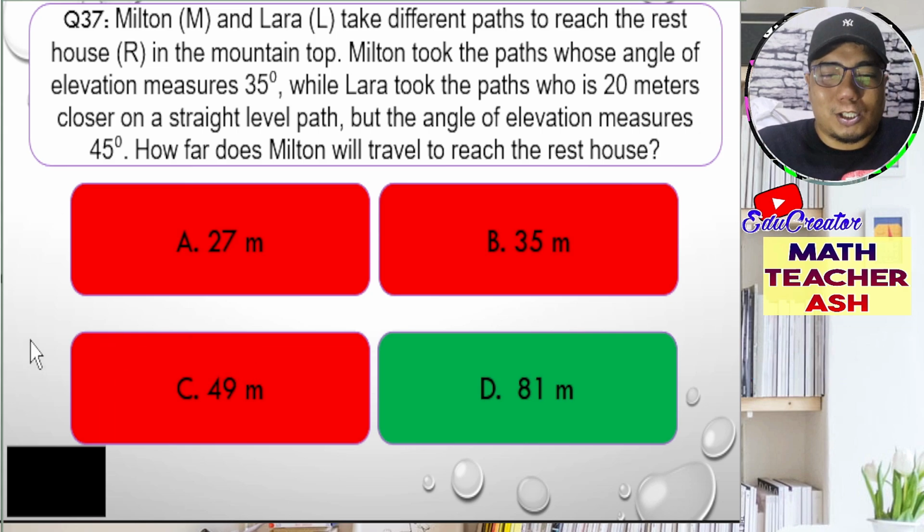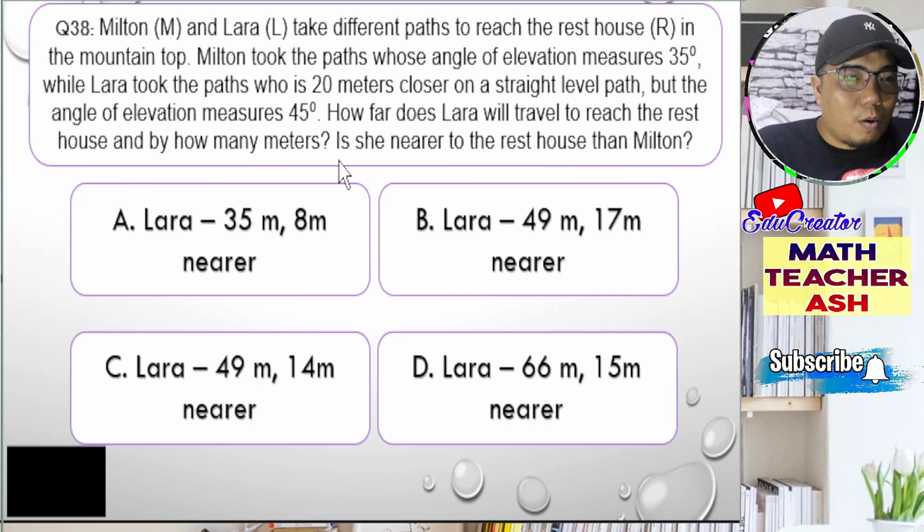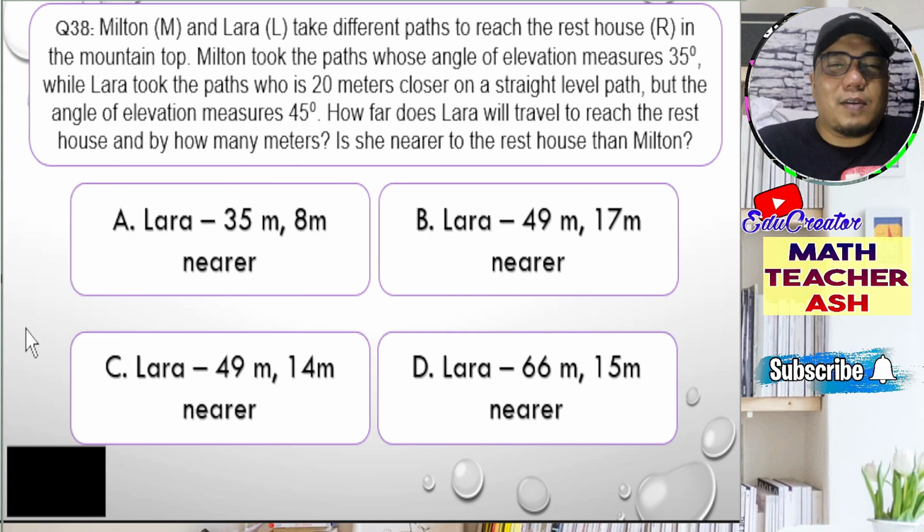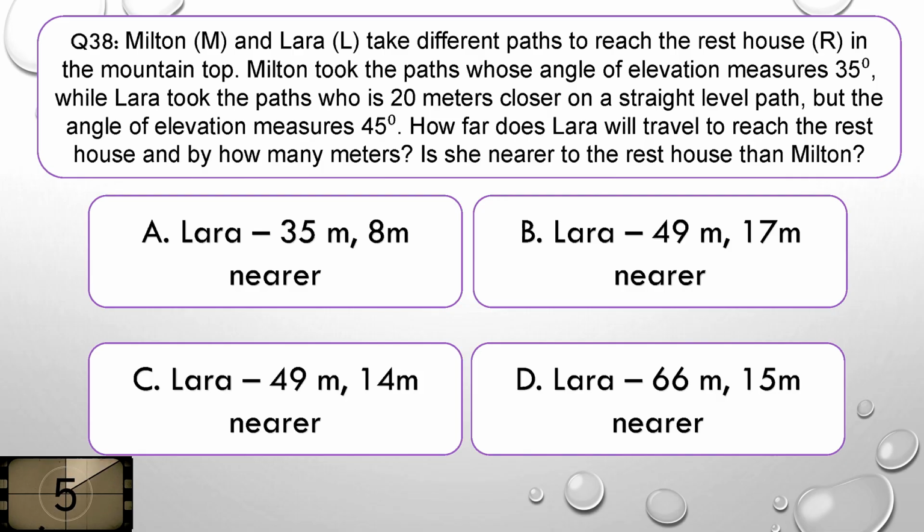Now, let us go to question number 38. Now, another given here is the same problem, the same scenario, but a different problem. How far will Lara travel to reach the rest house, and by how many meters is she nearer to the rest house than Milton? Okay. Is it A, Lara 35.8 meters nearer? B, Lara is 49.17 nearer? C, Lara is 49.14 nearer? Okay, D, Lara is 60. Now, I'll give you 5 seconds to think about your answer.